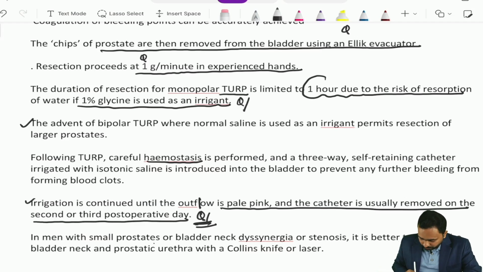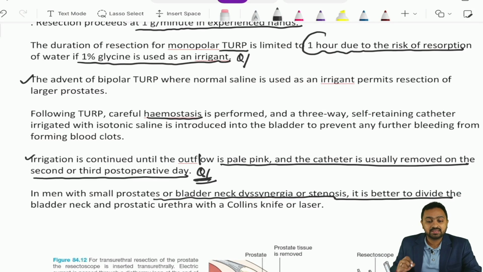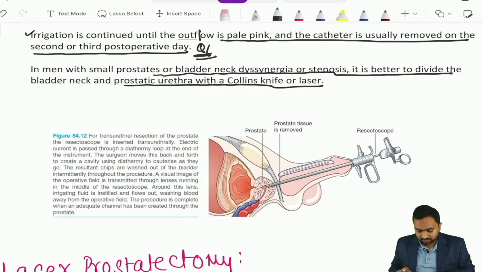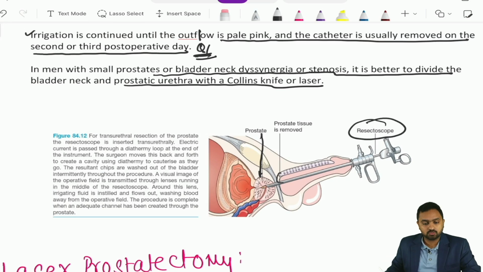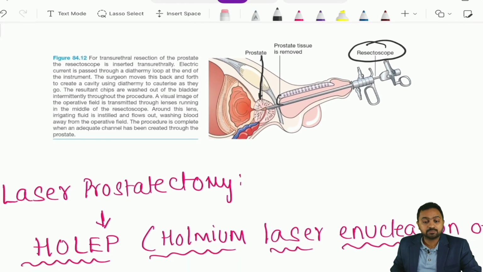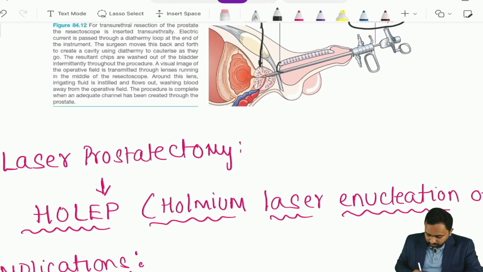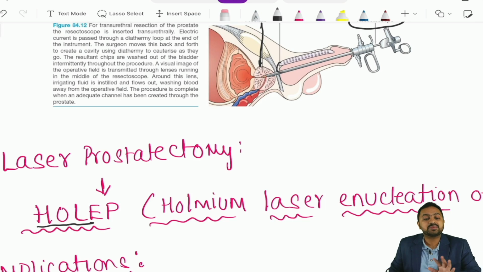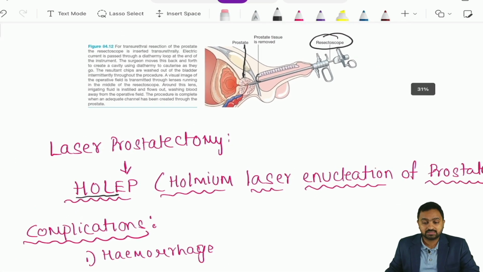And now, in men with small prostates or bladder neck dysgenesis or stenosis, it is better to divide the bladder neck and prostatic urethra with a Collins knife or a laser. So, if you look, this is a diagrammatic representation of transurethral resection of the prostate. You can see over here the prostate tissue being removed with the help of a resectoscope. Now, in modern day techniques, we are also doing laser prostatectomy, which includes HoLEP, that is holmium laser enucleation of the prostate gland.